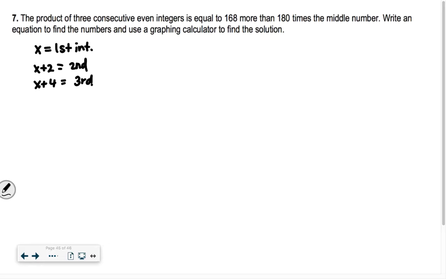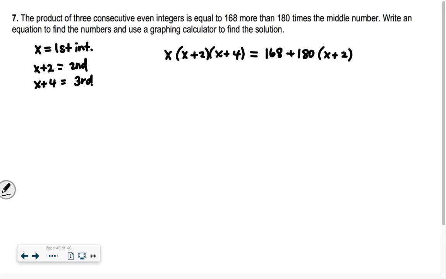Okay, so the product of these 3 consecutive even integers, so I'm going to multiply all 3 together, is equal to 168 more than 180 times the middle number. All right, are you all interpreting that like that in your head? You guys see where we're getting all this? So we're using all of our keywords. So 168 more than, so plus 180 times the middle number. So our middle number is x. Okay, so it says write an equation and to find the numbers and use a graphing calculator to find the solution.